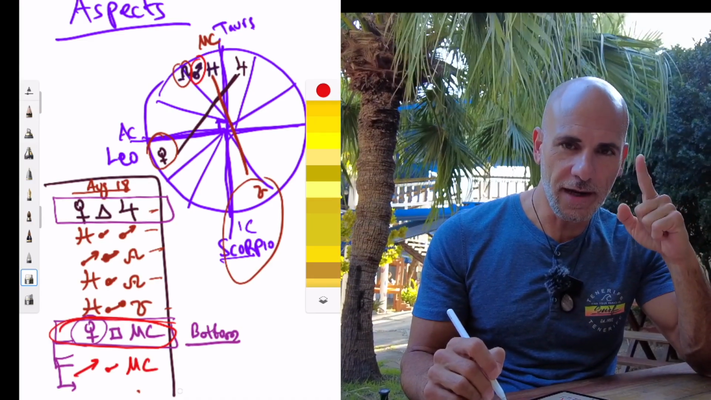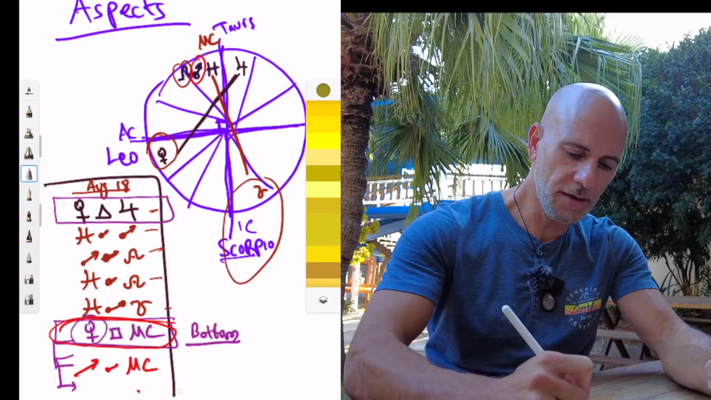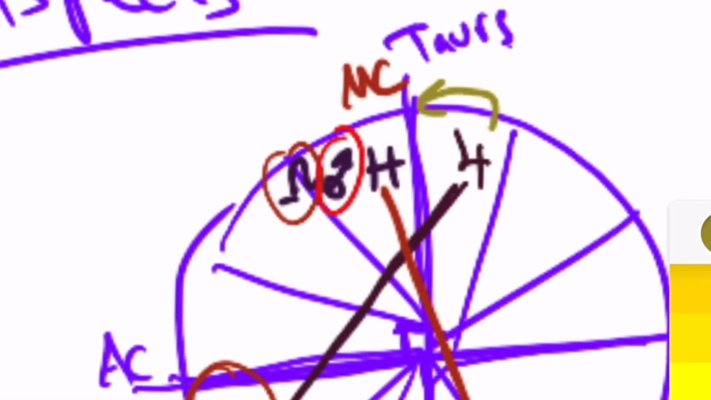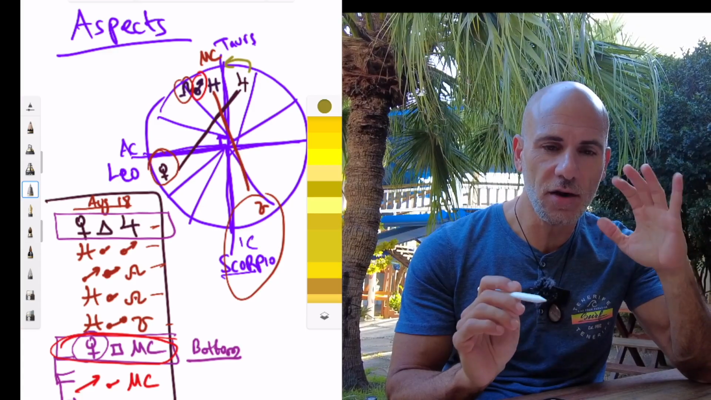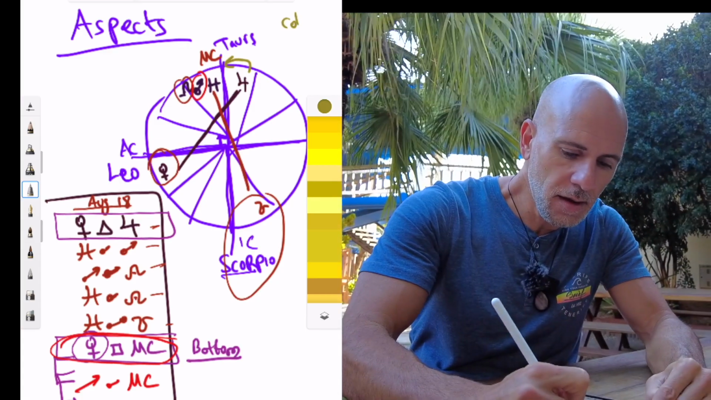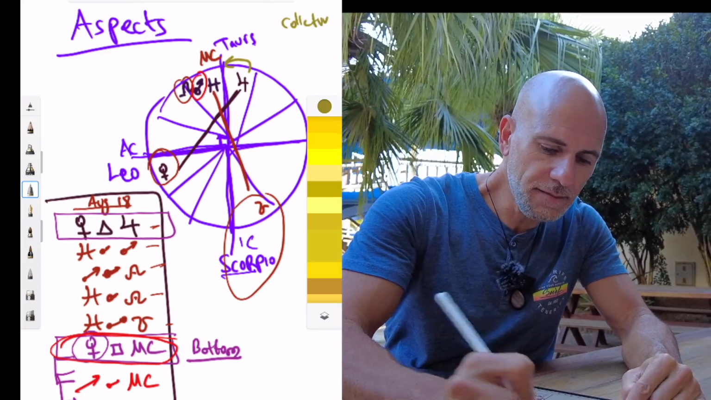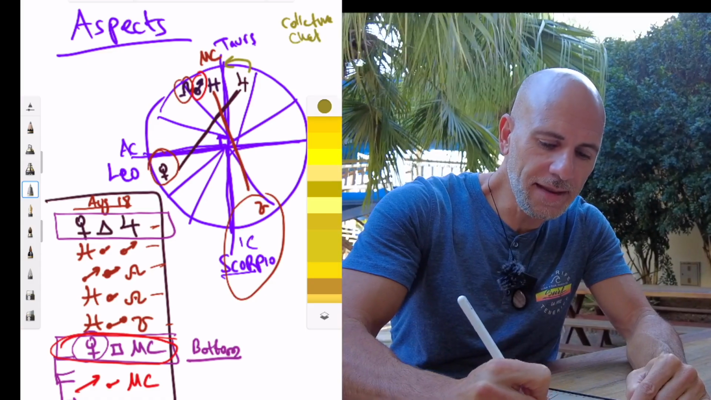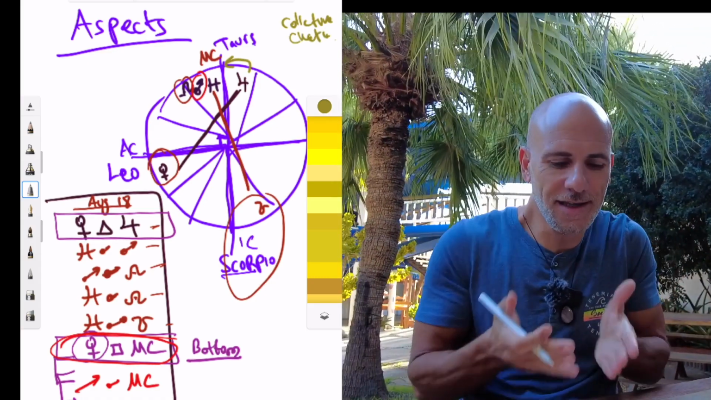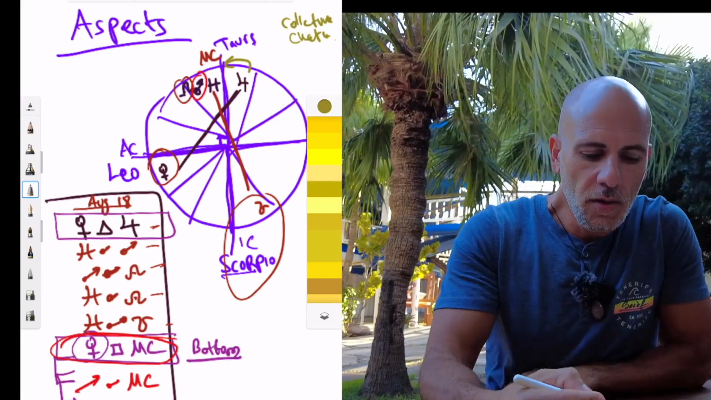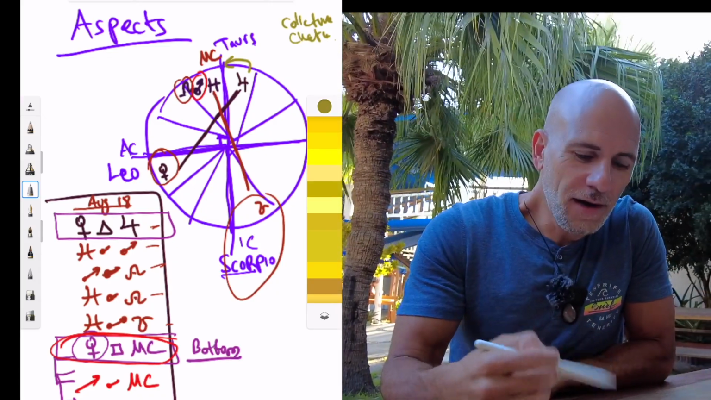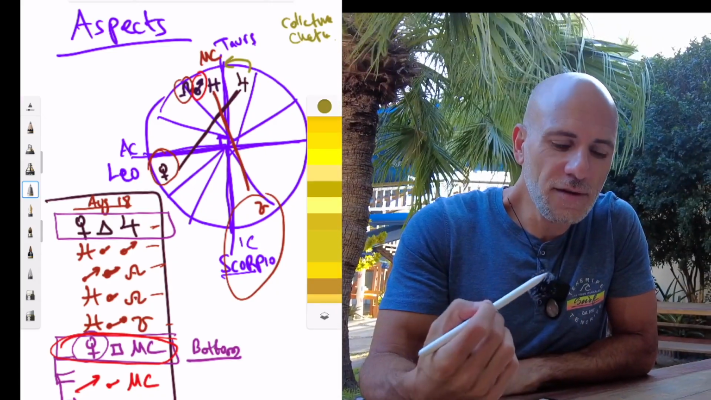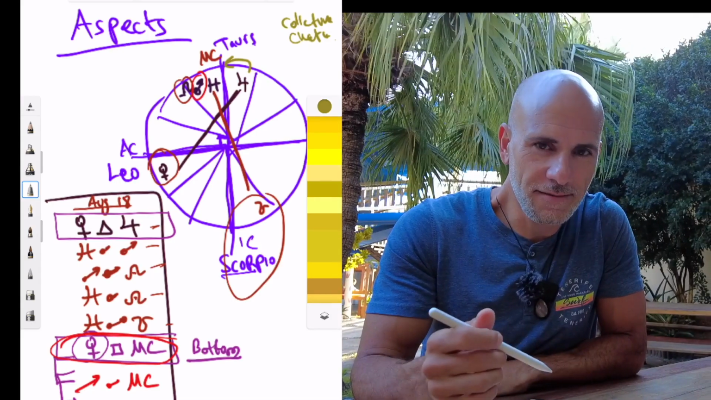I will give you a clue. Let's take another color. When Jupiter will arrive to the MC of a chart, and remember, this is not a natal chart. This is the collective chart, meaning that this is the mundane chart, which is changing.